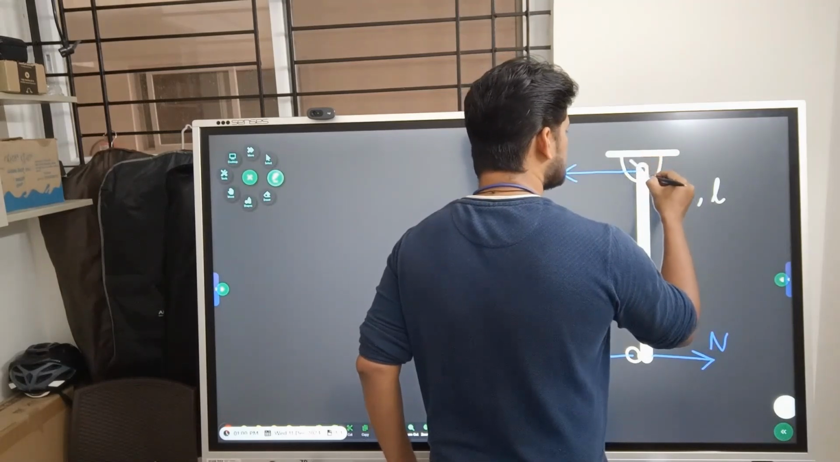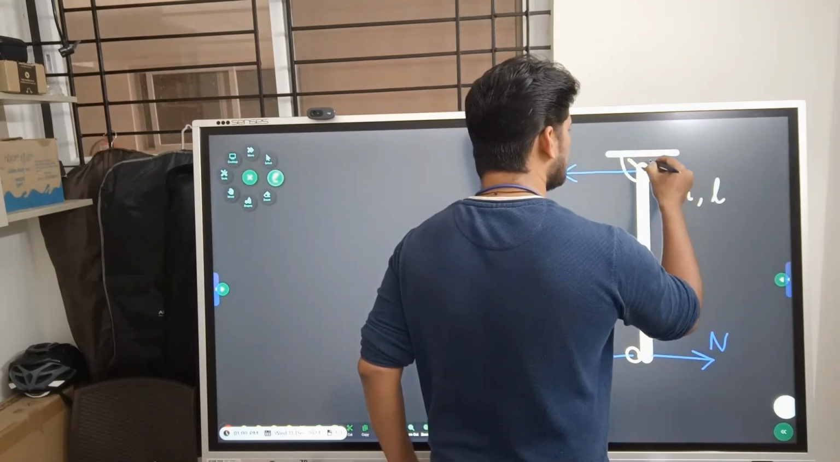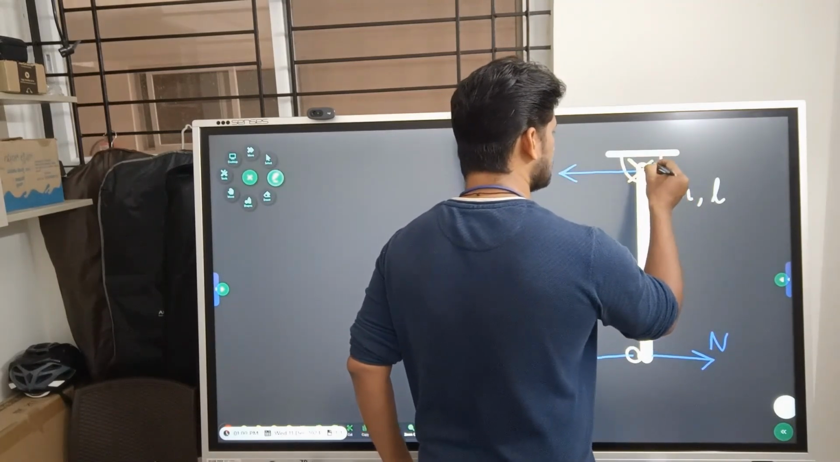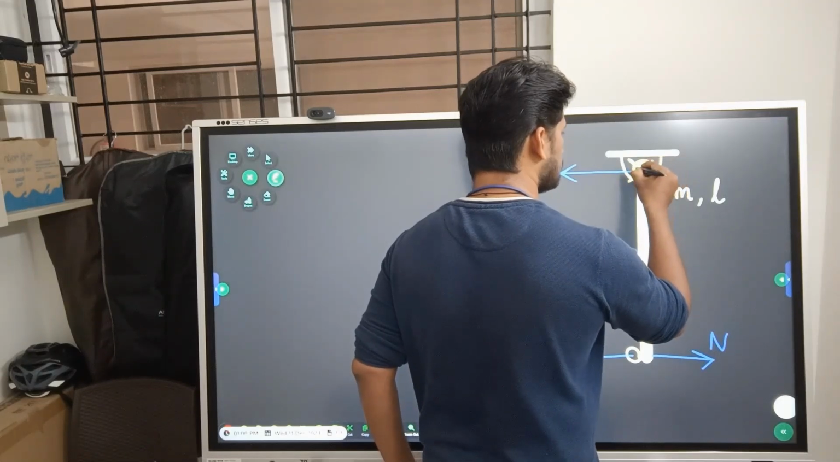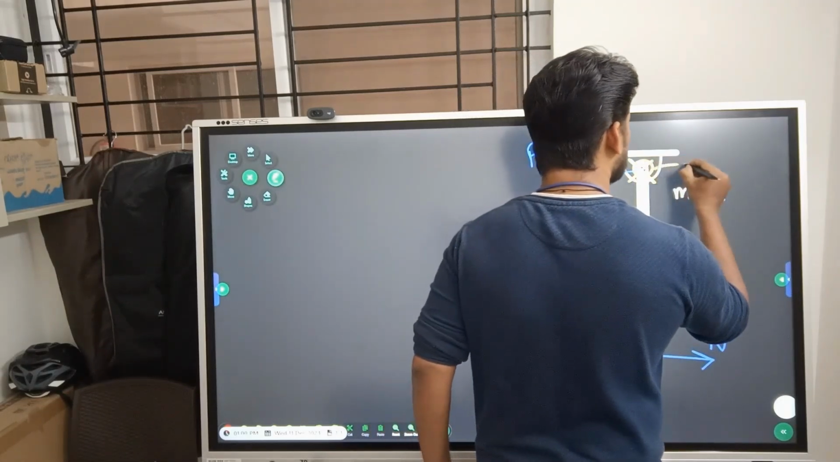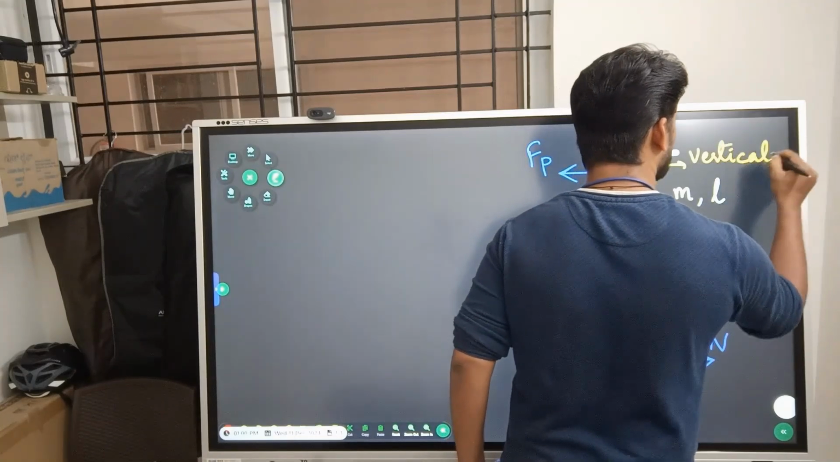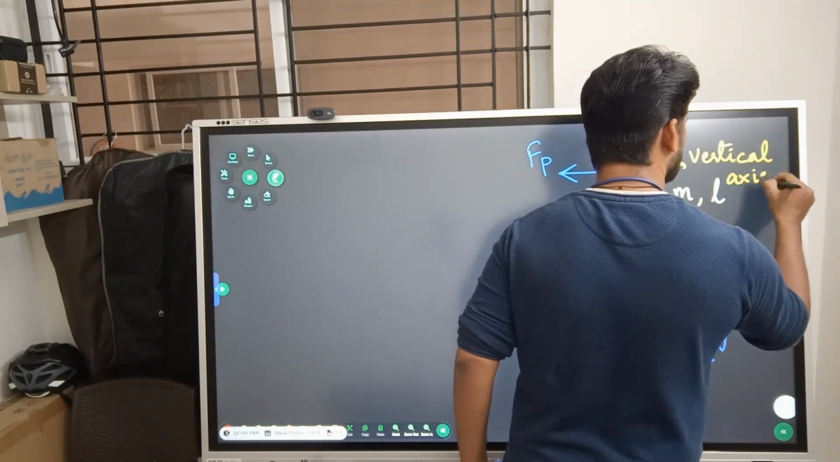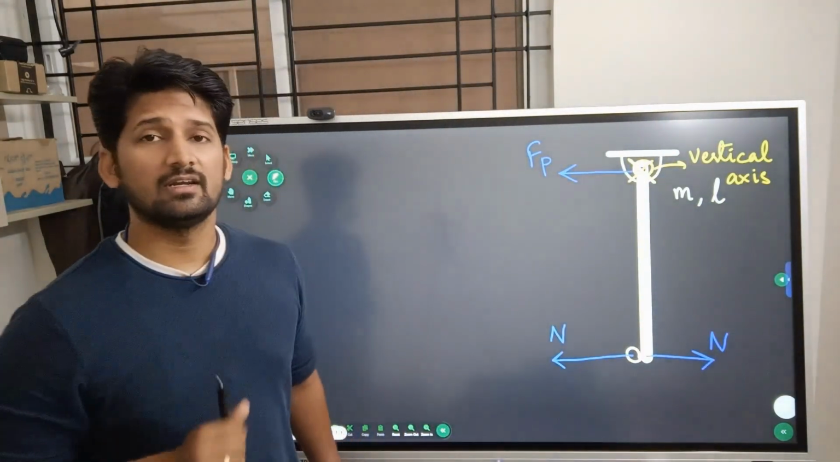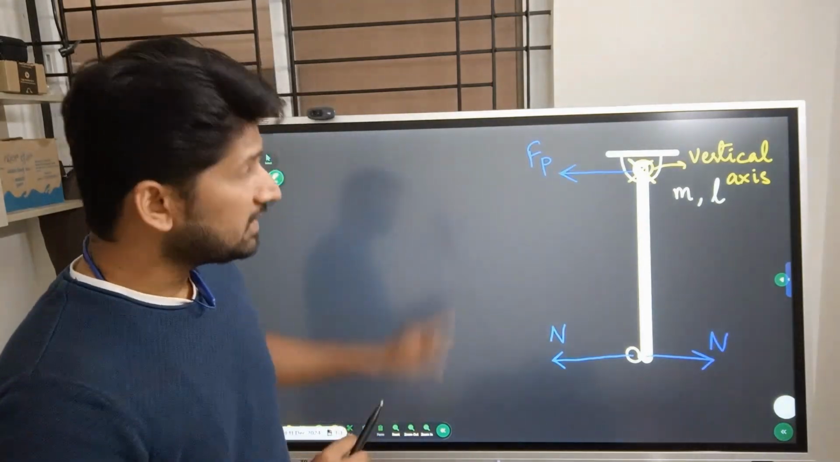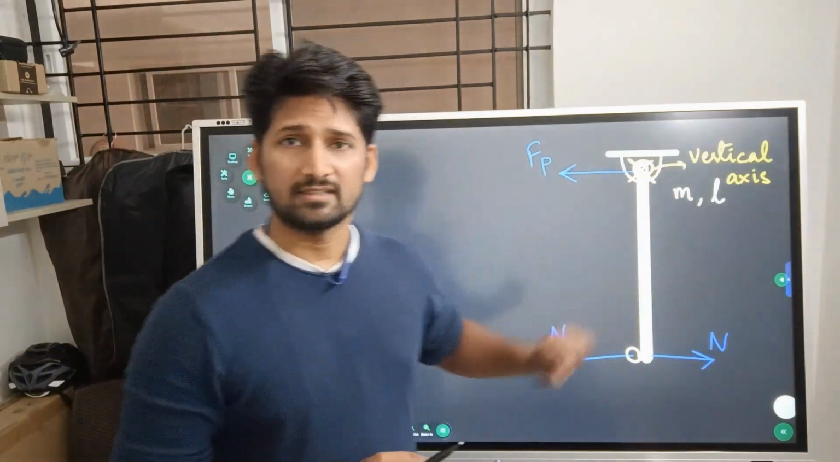The axis will be perpendicular to the plane of the system, to the plane of the table. So it is basically a vertical axis. I'll mention that here: an axis which is perpendicular to the table. Now, why is it important to consider the orientation of the axis?